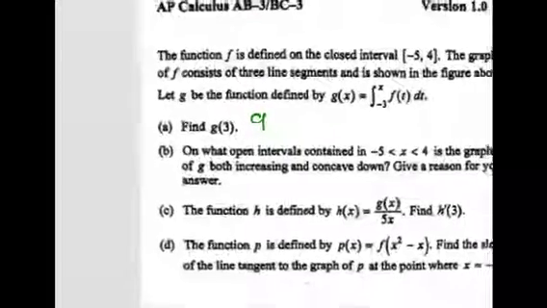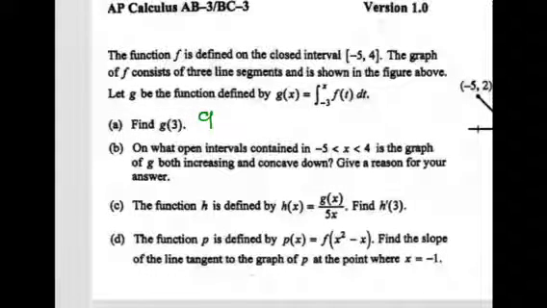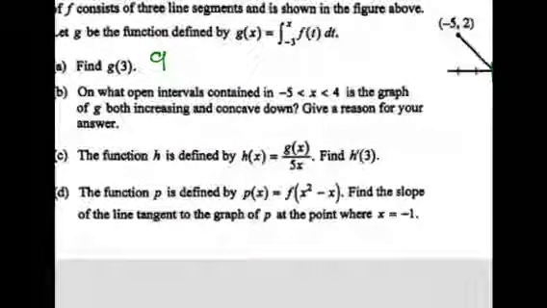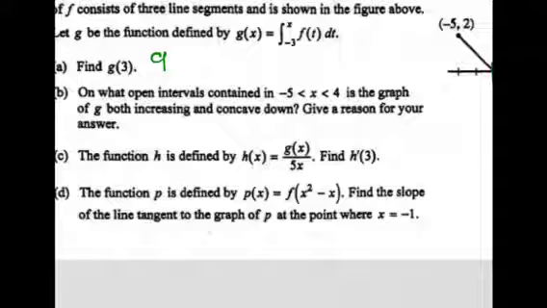This answer is worth 1 point. You just have to interpret that it's the area, and you get 1 point for answering it correctly, and it's 9. So, on the open interval -5 to 4, is the graph of g both increasing and concave down? Give a reason for your answer.